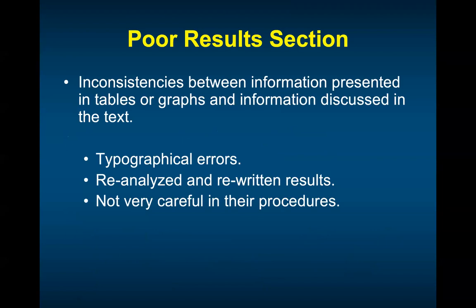Poor results section: inconsistency between information presented in tables, graphs, and the text, as I said, and or the abstract, for example, which for me as a reviewer or reader tells me either these are typos, which is not good, or that the authors analyzed and reanalyzed and rewrote the paper multiple times, or they are simply not careful in their procedures. And all of this will not give a good impression.